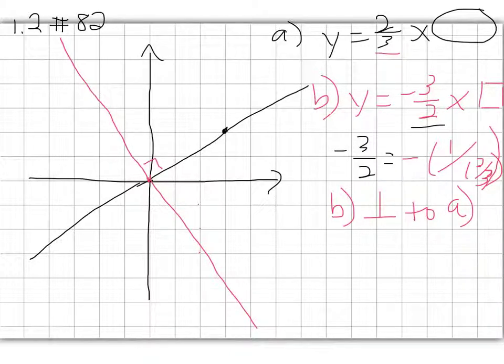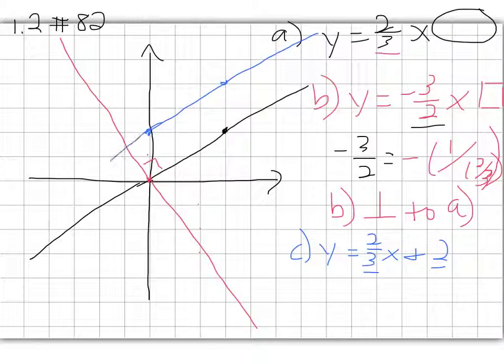Now C is y is equal to 2/3 x plus 2. All right, so this time we do have an offset. So when x is 0, y is 2, and then we have a slope of 2/3, which means that, again, every time we go over 3, we go up 2. And so this thing, it'll look like that.